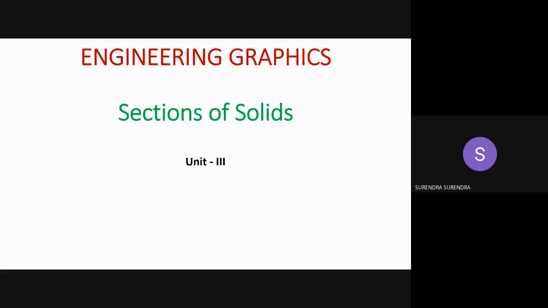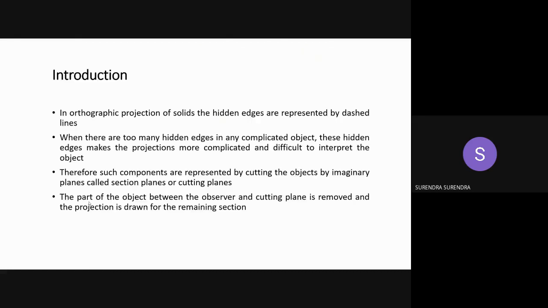Next topic is projections of sections of solids. So in sections of solids, the second part of Unit 2, to draw sections of solids, you must know the projections of solids component. First you have to draw the given solid in the given position, then do the sectioning, and then we have to complete it. So what is a section?